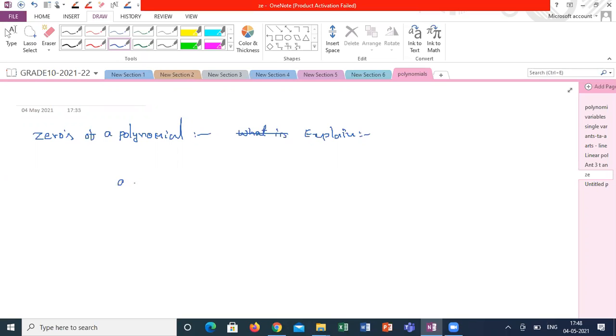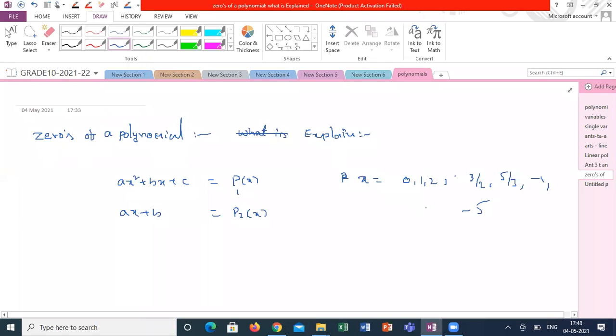Suppose I take ax square plus bx plus c, a quadratic polynomial p of x, or ax plus b, some second polynomial. For different values of x, I can substitute x equal to 0, 1, 2, 3, or any fraction like 3 by 2, 5 by 3, or minus 1, minus 5. Based on these coefficients, these equations will give different values.